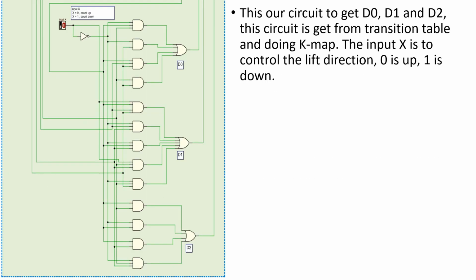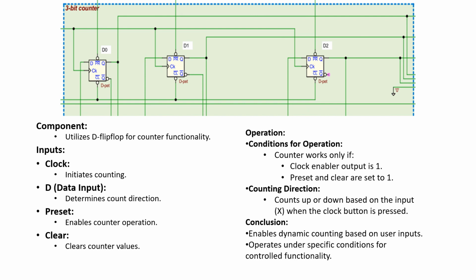Okay, next we have the circuit here. This circuit is to find the D0, D1, and D2 as the inputs of the D flip-flops. We get this circuit by doing the K-map and the transition table, which we will show in the report. Also we have the input X here. When the input X is 0, it will count up, and when the input X is 1, the lift will count down. Next, we have the 3-bit counter here.